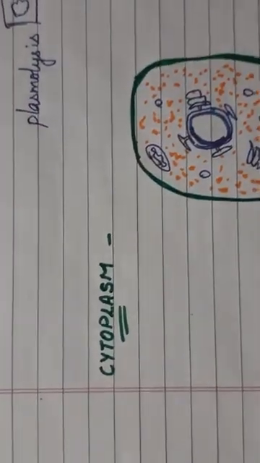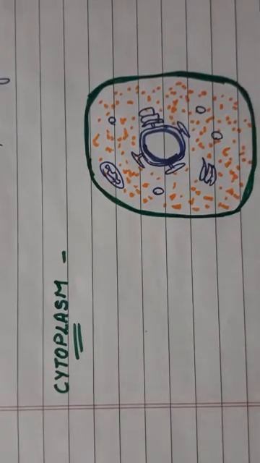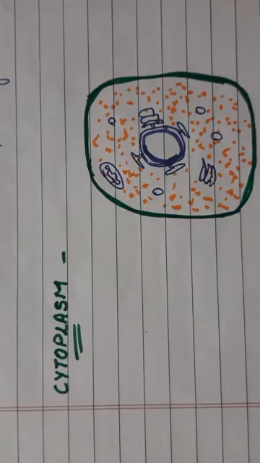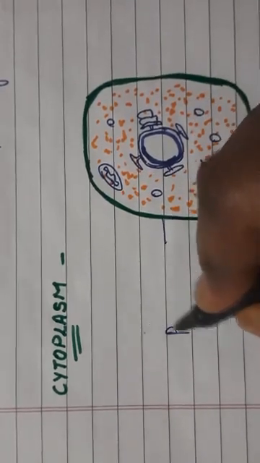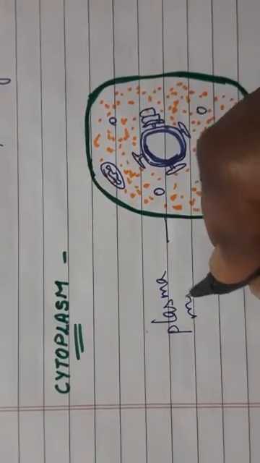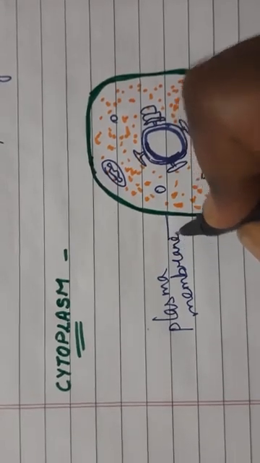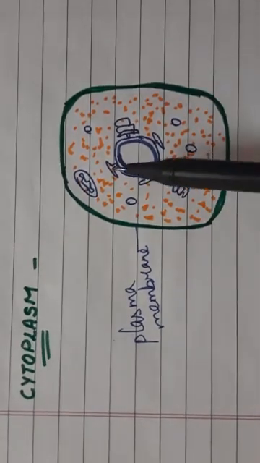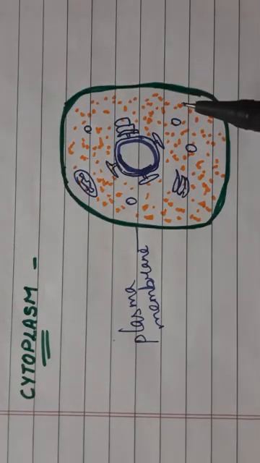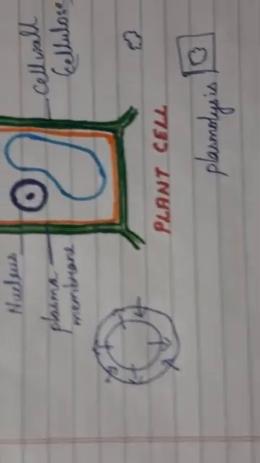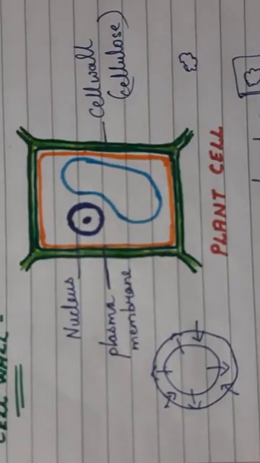Now let us come to the cytoplasm. I have told you about the cytoplasm also. You have learnt about cytoplasm in class 8th. What is it? The cytoplasm is the fluid content inside the plasma membrane. This is the plasma membrane, and this is an animal cell. See, here there is only a plasma membrane. There is no cell wall outside. Cell wall is present only in the plant cell.